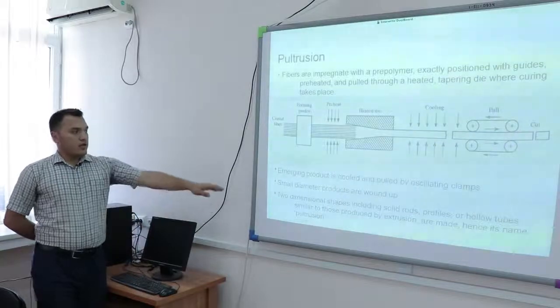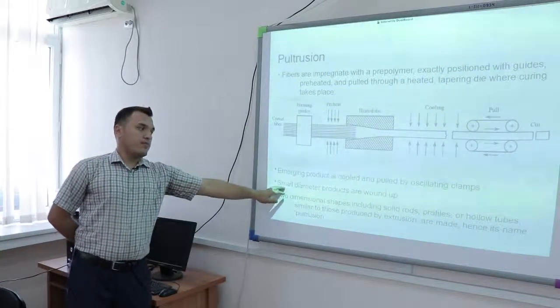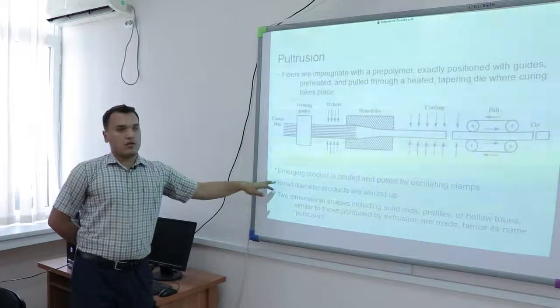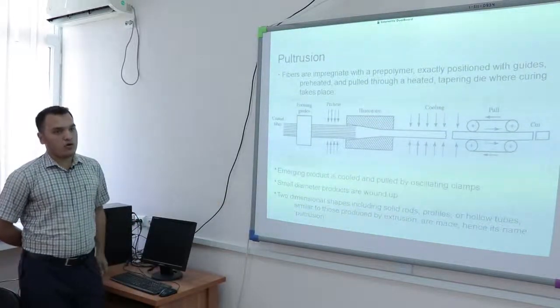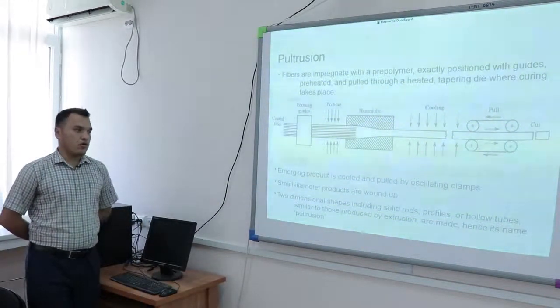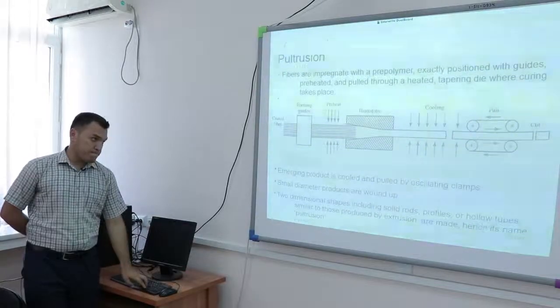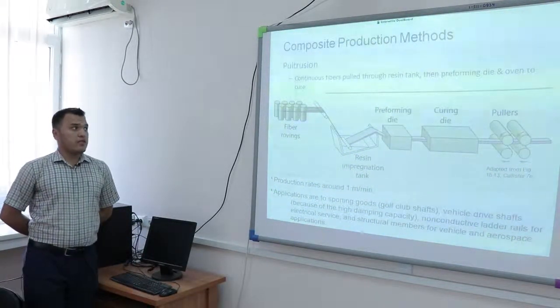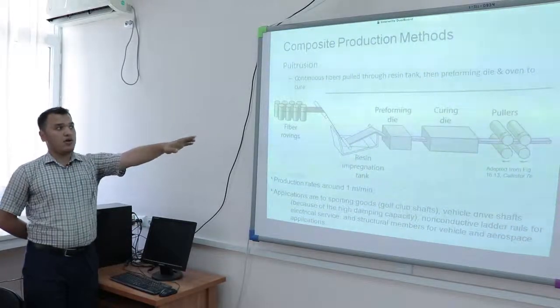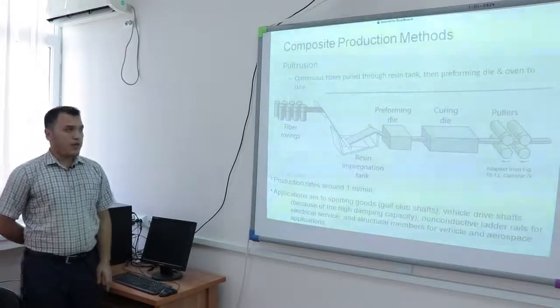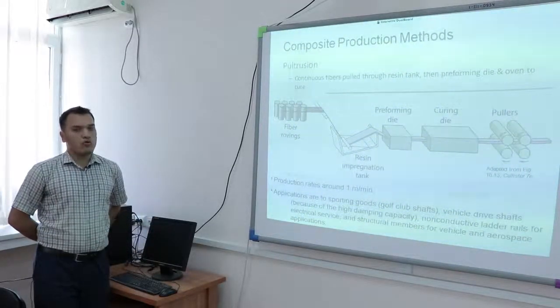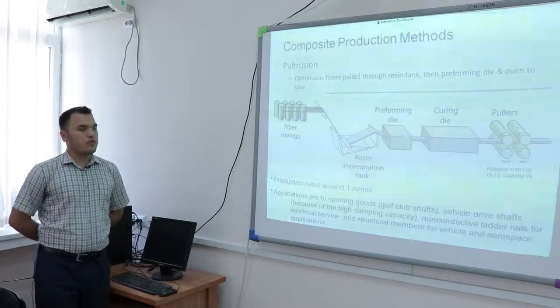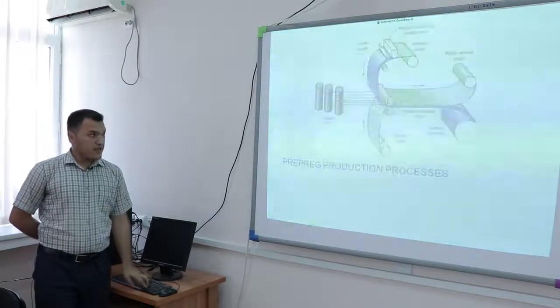And as you can see, it's a small diameter. Products are of small diameter, and the cost will be very high. So it's not so profitable for us. Other methods you can see are fiber roundings or performing die, coring die. These are all methods of making composite materials, but they're not so widely used, so we will not look at them.